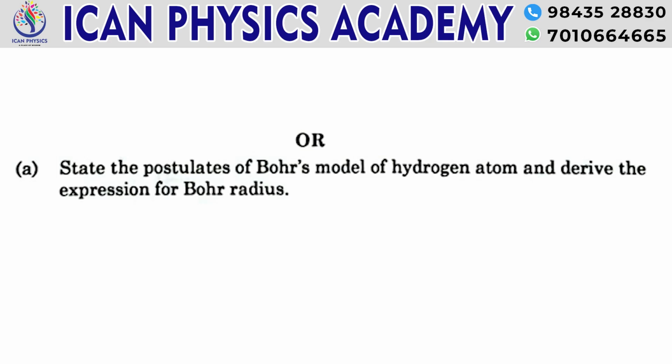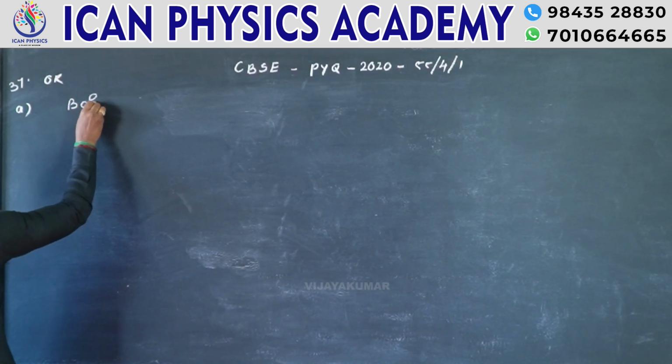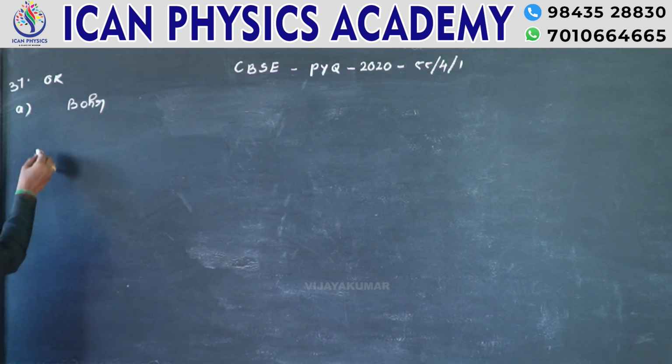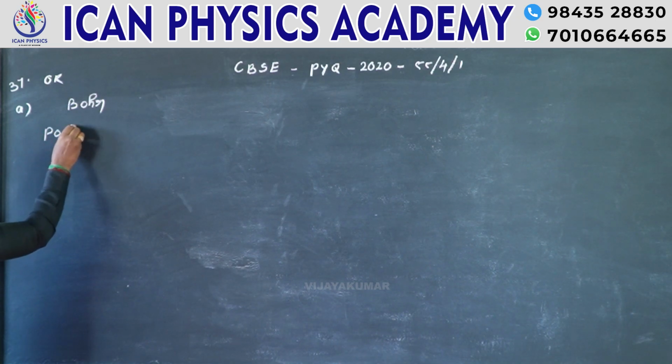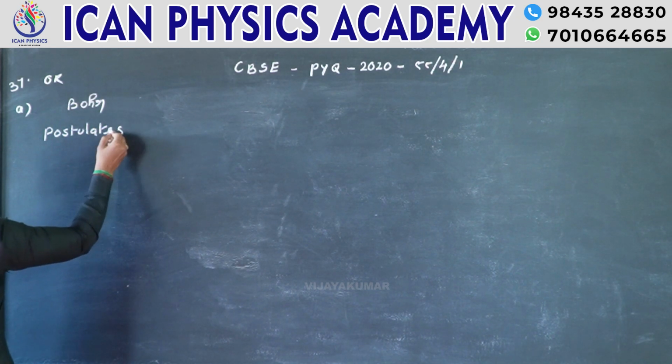Okay. Now in this class we are going to see 37 R question A. State the postulates of Bohr's model of hydrogen atom and derive the expression for Bohr radius. Okay. So what are the postulates of Bohr in the Bohr atom model?